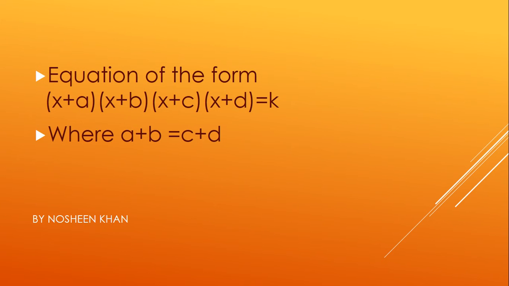If we have an equation of the form (x + a)(x + b)(x + c)(x + d) = k, where a, b, c and d are real numbers and k is a constant, the condition is that a + b should be equal to c + d.